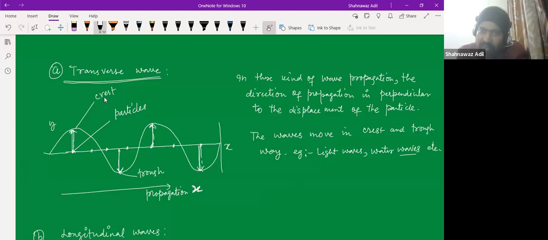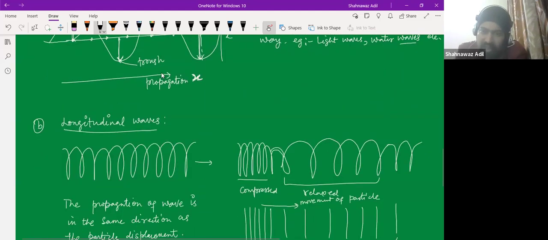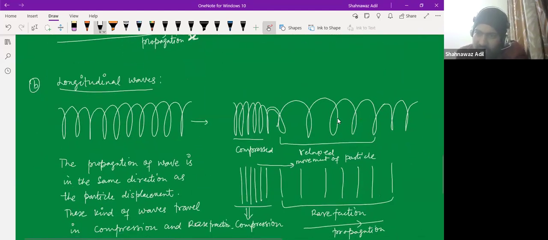So this kind of motion is a transverse wave. And whenever the direction of propagation and the movement of the particle are in the same direction, this is called longitudinal. So these are the two kinds of wave motion, right?